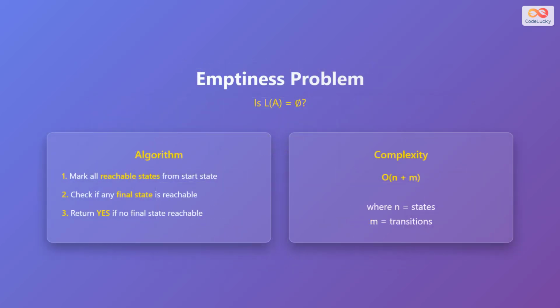Let's consider the emptiness problem. Is the language L of automaton A empty? Here's the algorithm to determine this. First, mark all reachable states from the start state. Second, check if any final state is reachable. Third, return yes if no final state is reachable. The complexity of this algorithm is on the order of n plus m, where n is the number of states and m is the number of transitions.